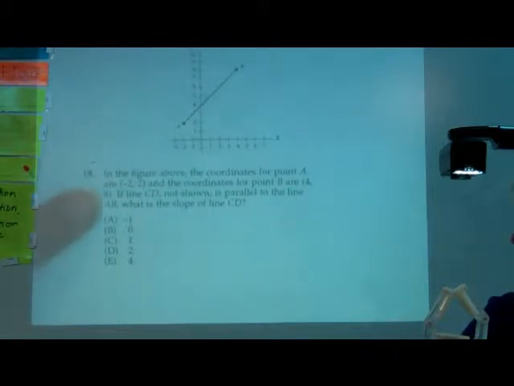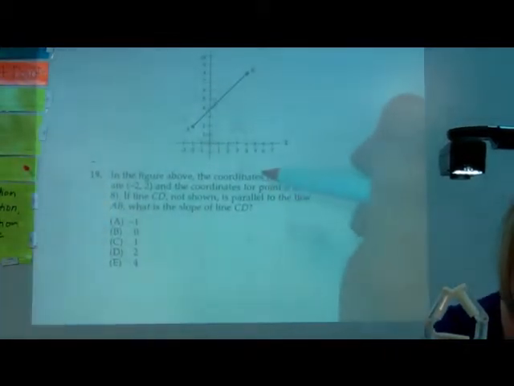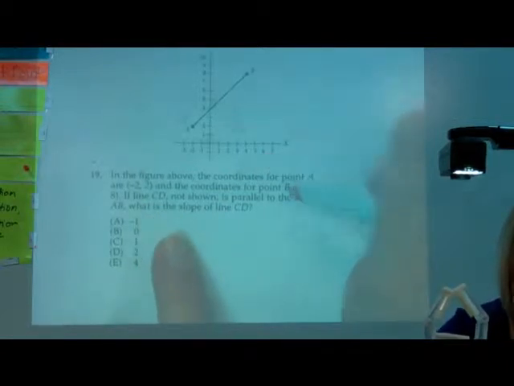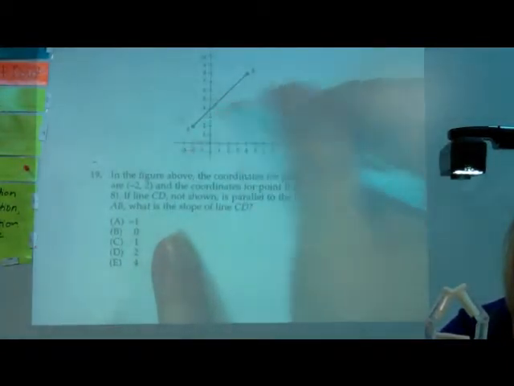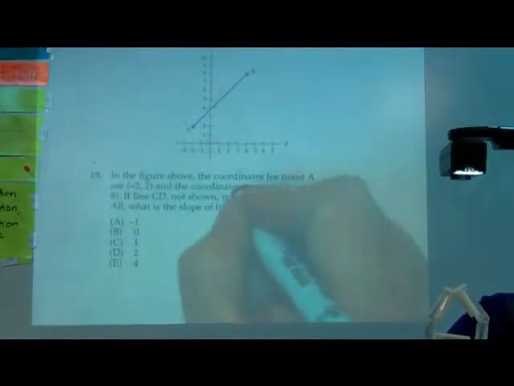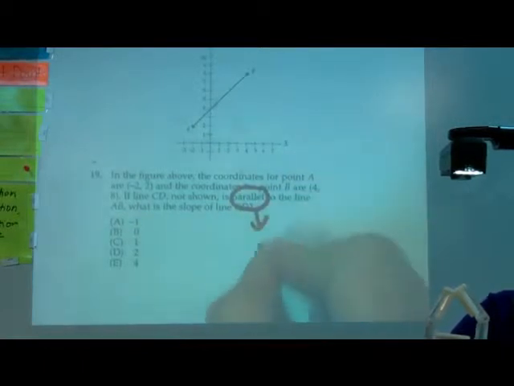All right. In the figure above, the coordinates for point A are negative 2, 2, and the coordinates for point B are 4, 8. If line CD, not shown, is parallel to line AB, what's the slope of line CD? I don't think this one's all that hard. You just have to know that parallel lines have the same slope.